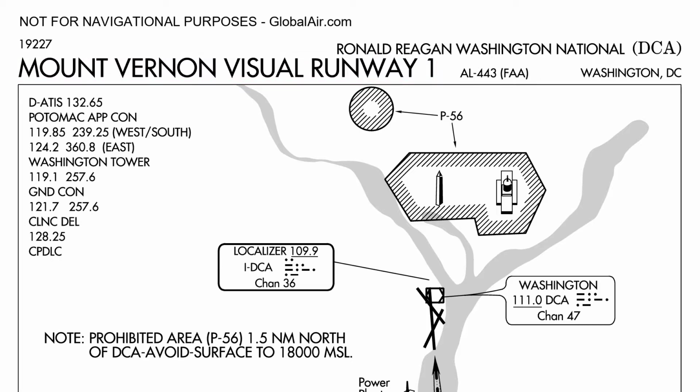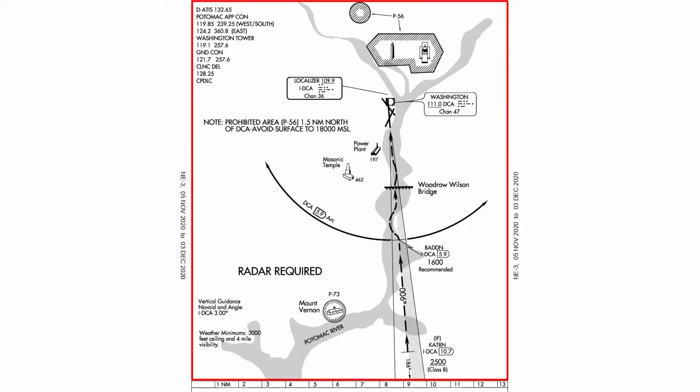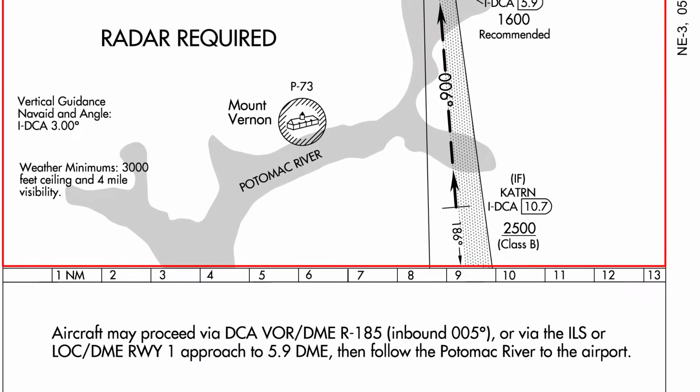Now here's the first part of the approach plate that differs significantly from traditional approach plates, is that all the frequencies are on the top left, much like you'd see in an airport diagram. In all my research for this video, I couldn't find an official reason for this, but my best guess is that it maximizes space to actually depict landmarks and ground features for the visual approach in the plan view.